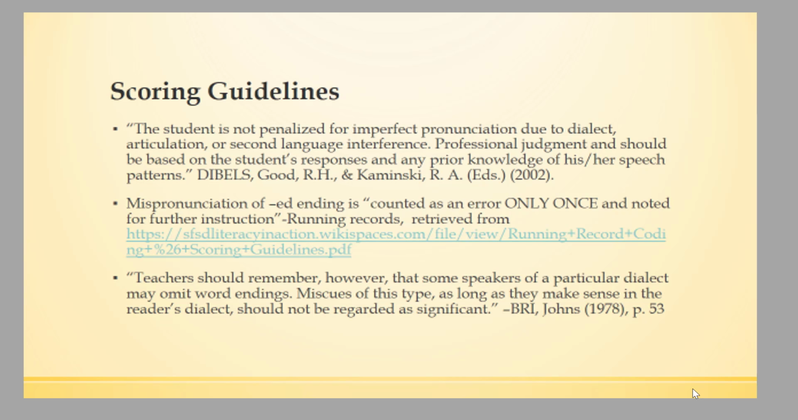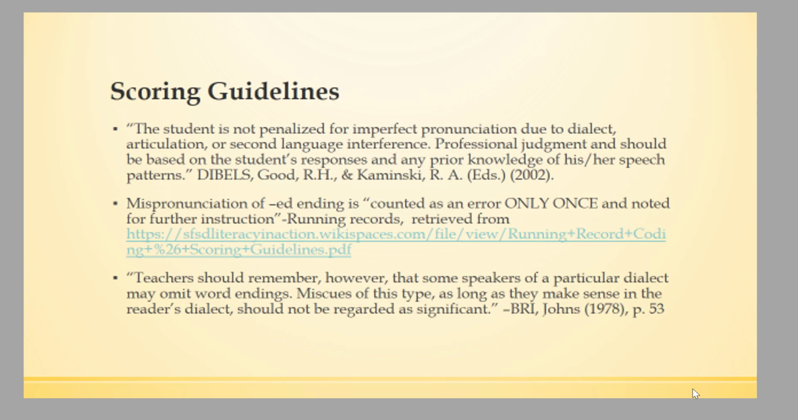Additional scoring guidelines here from the Dibble. Student is not penalized for imperfect pronunciation due to dialect. That right there is a little bit jarring, isn't it? Imperfect due to dialect. That kind of makes it seem like dialect is not perfect, when if we value all languages, they would all be equally valued, perfect.